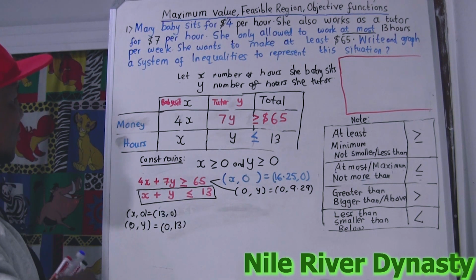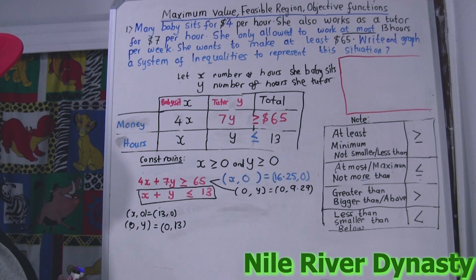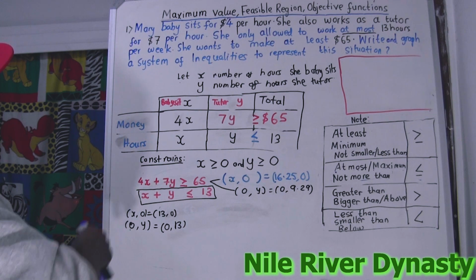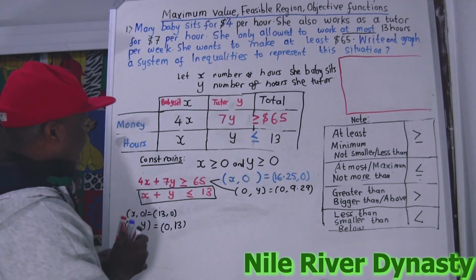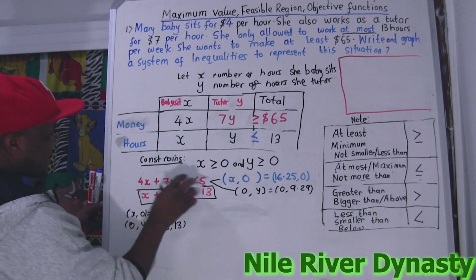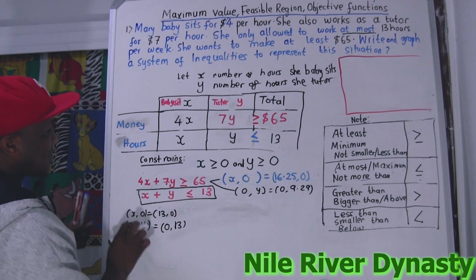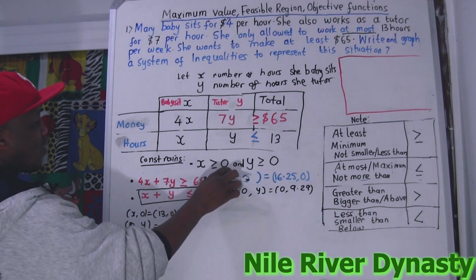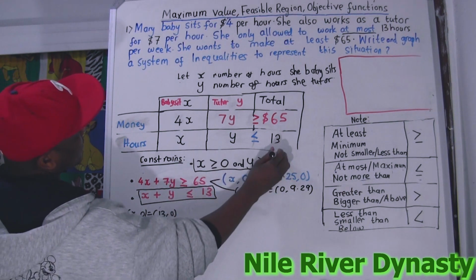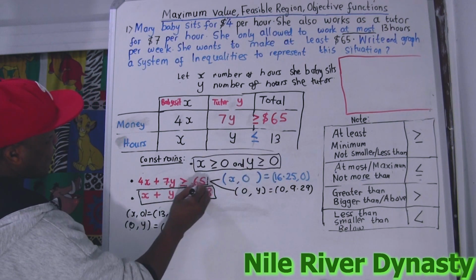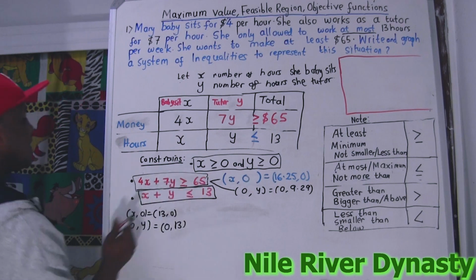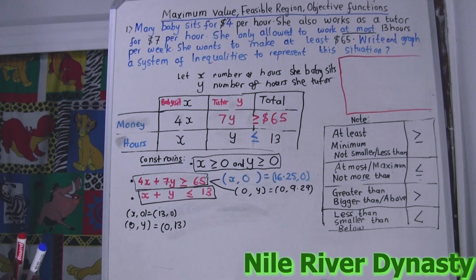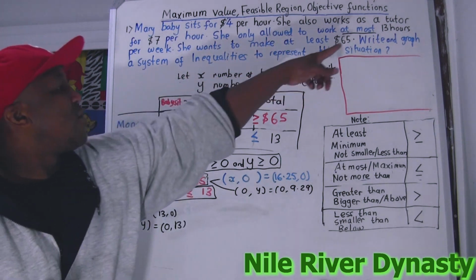It's very easy. So, drawing the graph. Write down the system of inequalities. These are the system of inequalities, this one and this one. Now let's draw the graph, because the question says to represent this in a drawn graph.